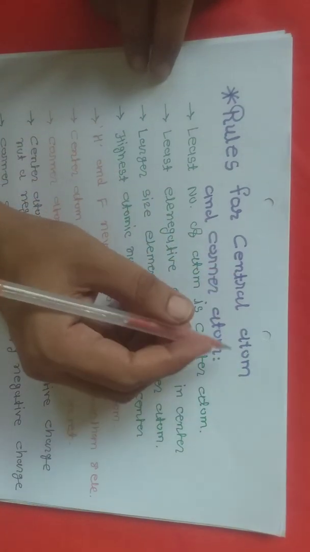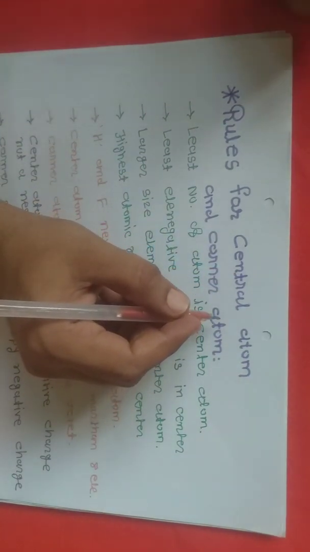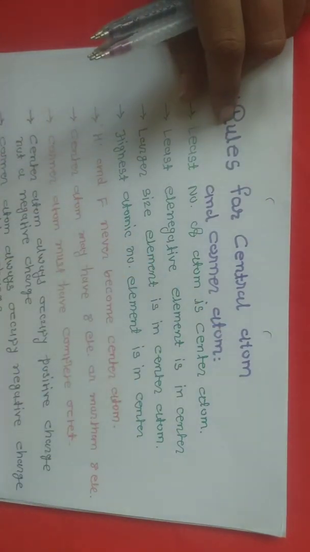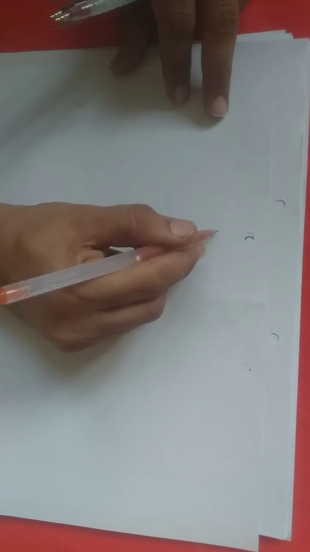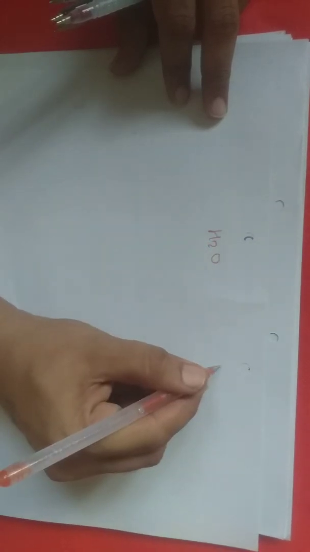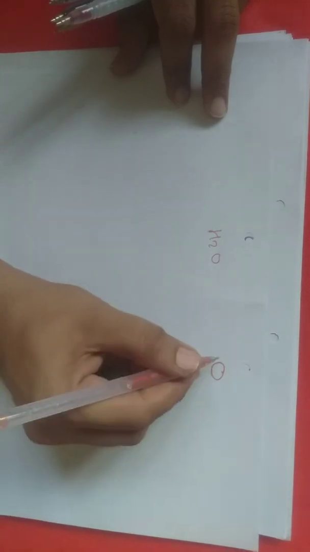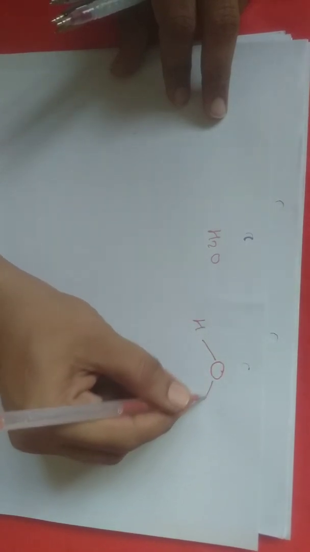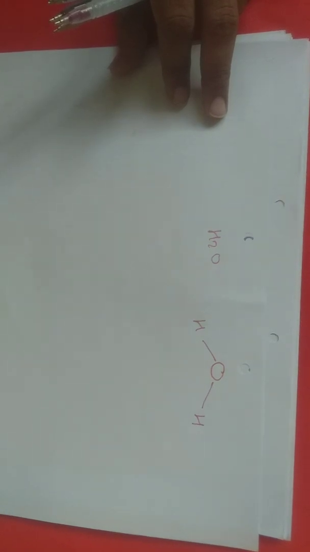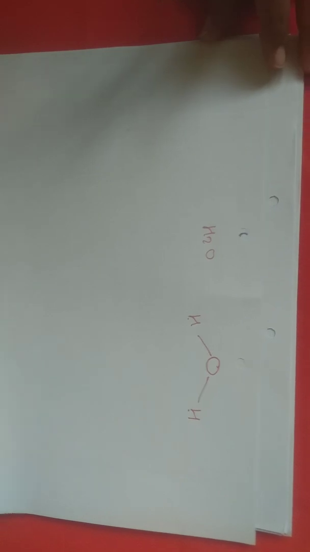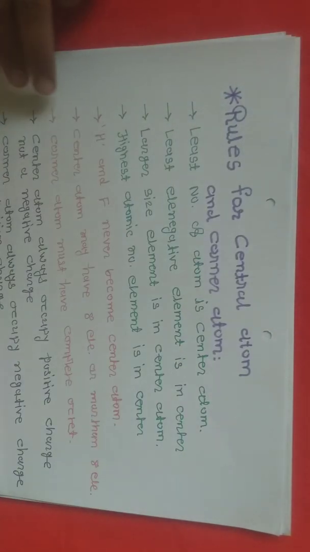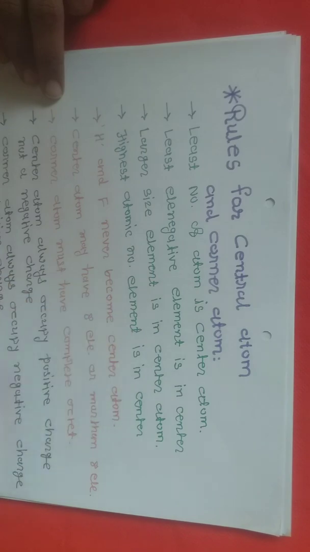Rule for the center atom. See, center atom and corner atom, 2 types of atoms are there in a Lewis dot diagram. Now what is the center atom and what is the corner atom? Let us see. For example, if I talk about H2O, then in H2O, oxygen is the center atom and 2 hydrogens are on the sides. So I can say these are the corner atoms and this is the center atom. So our rule says that the least number of atoms is the center atom.